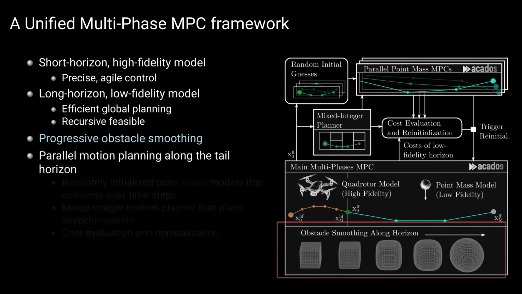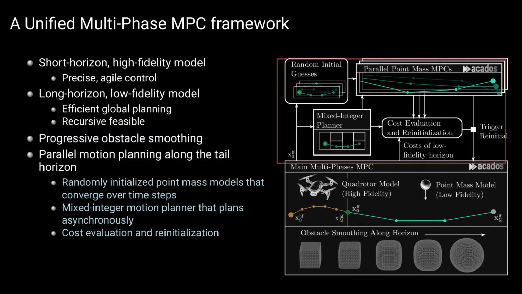obstacles along the horizon. To escape local minima in cluttered environments, we run several planners in parallel with the main MPC. Randomly initialized point mass solvers explore different trajectories and converge over successive time steps. They're cheap enough to synchronize each iteration. A mixed integer planner tackles harder combinatorial cases asynchronously, since it's too slow to finish in one step. Whenever a parallel solution achieves a lower cost than the current tail, we reinitialize the tail with it, guaranteeing improvement by the principle of optimality.